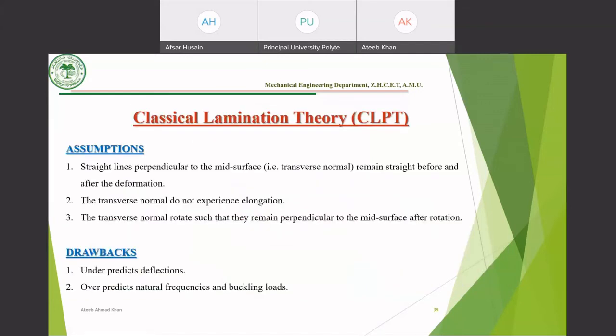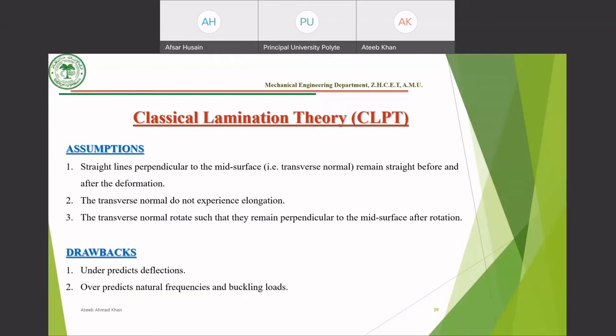So starting with the classical laminated plate theory. The assumptions are: the transverse normal remains straight before and after the deformation. That means there isn't any bending of the transverse normal. For an unloaded beam, the transverse normal of the unloaded structure will remain straight, and again after the loading or after the deformation, the transverse normal will again remain straight. So this is the first assumption.